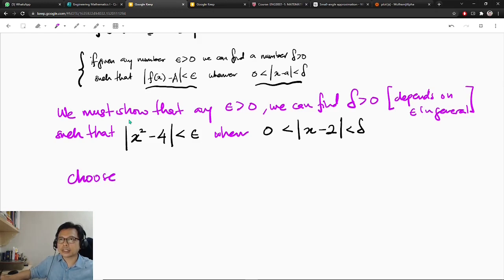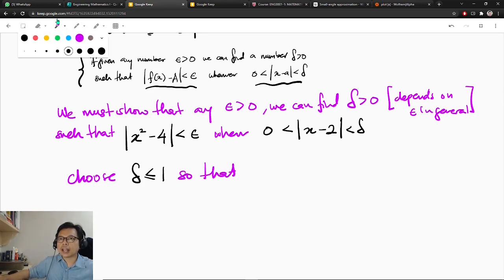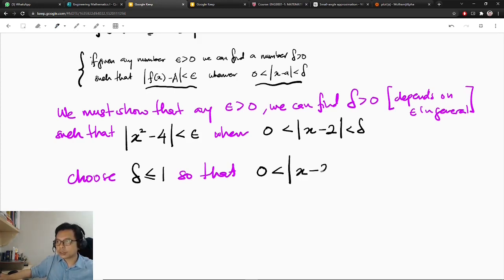So I'm going to choose delta to be a number. I'm going to choose it to be 1, delta to be 1. It's a positive number, okay? The reason I want to do this is so that I can write 0 less than the absolute value of x minus 2 less than 1. So I can write that. All right. Now you see this.